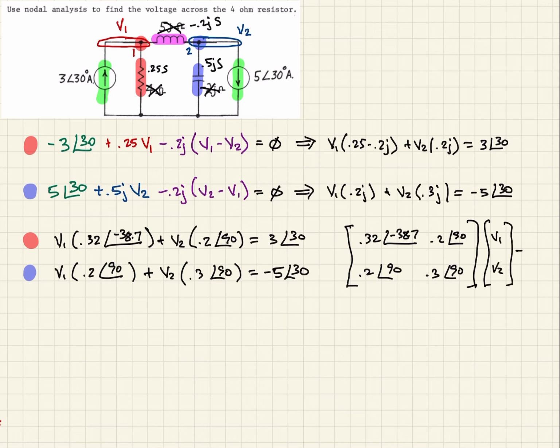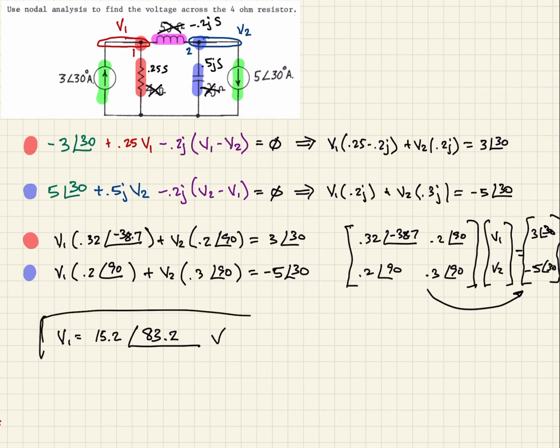Again, we can plug this into the standard calculator and solve for these. Solving for V1, you divide this into this on your scientific calculator if it has the matrix operators. What we come up with is 15.2 at an angle of 83.2 volts. So this would be the voltage across the 4 ohm resistor, which is what they asked for.